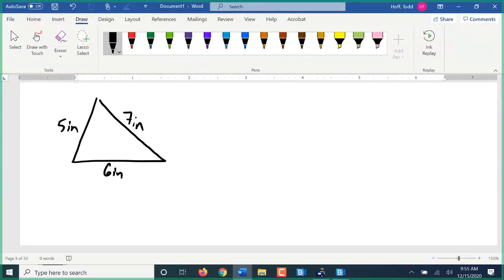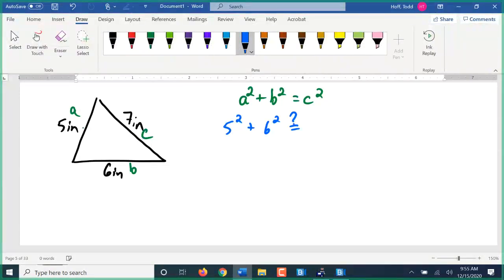This one here, if this were a right triangle, the shorter sides, the 5 and the 6, would have to be the legs, and the 7 would have to be the hypotenuse. A squared plus B squared would have to equal C squared. Well, does 5 squared plus 6 squared, again, the question mark above the equal sign because we don't know if they're equal, equal 7 squared?